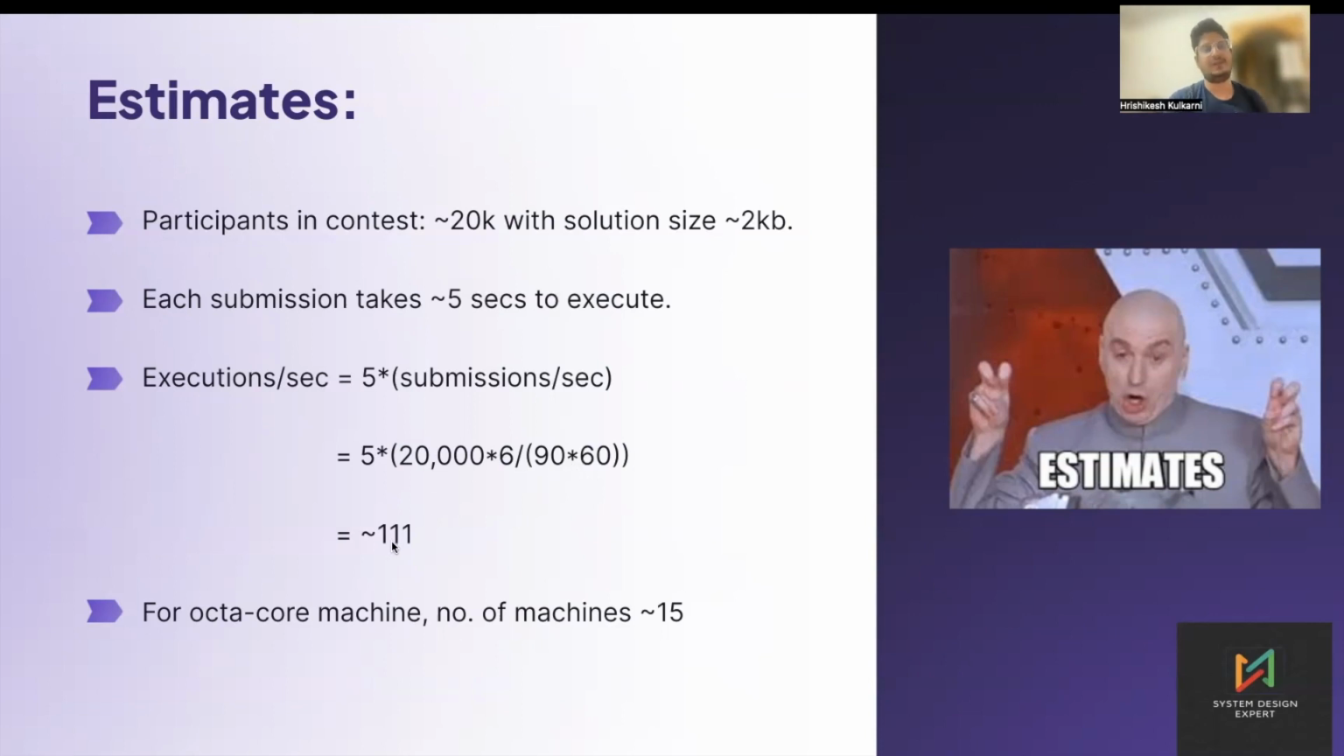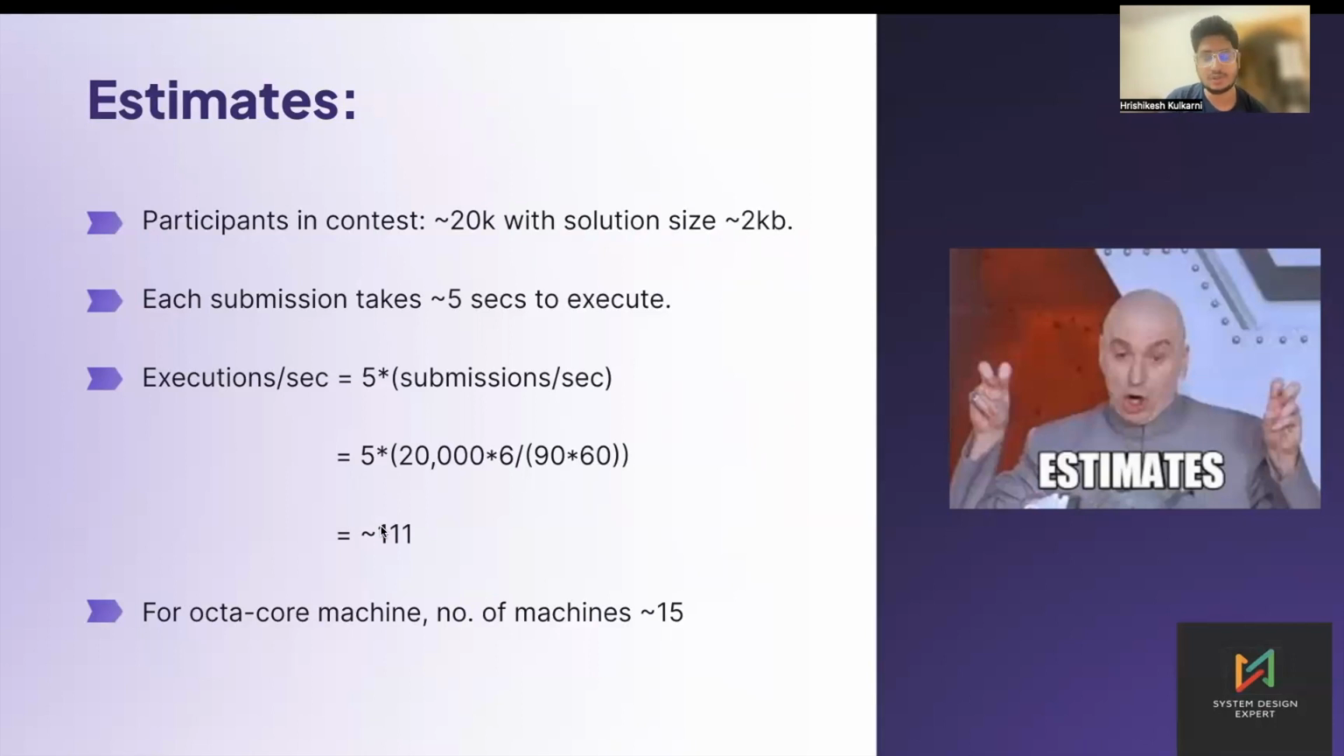This comes around 111. Of course, these are dependent on the assumptions of 20K, 6 submissions, 5 seconds to execute, and 90 minutes of contest time. We can always tweak these parameters to get the concurrent executions per second parameter. For the starting point, 111 is a pretty good start.